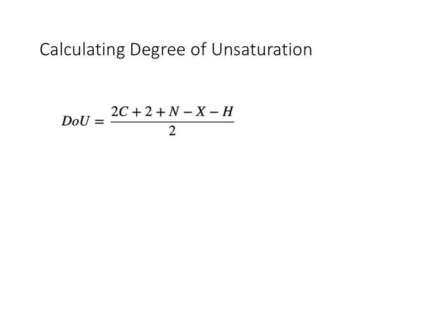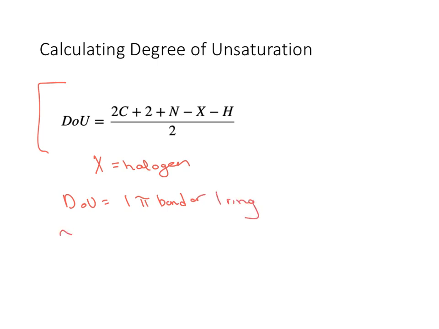To calculate the degree of unsaturation, we simply use this equation. So yes, we do have to do a little bit of math here. In this equation, X is any halogen, N is the number of nitrogens. Other elements that aren't listed, we just ignore. And 1 degree of unsaturation is equal to 1 pi bond, or 1 ring. So a triple bond, for example, has 2 pi bonds, so that would have 2 degrees of unsaturation.